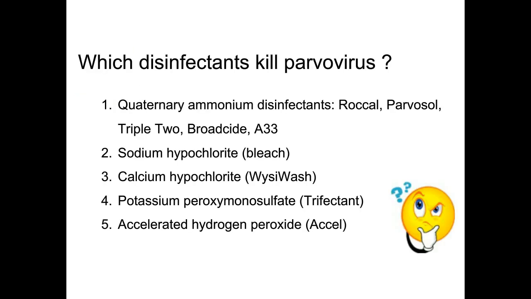All right, so which disinfectants kill parvovirus? Think about that. So the Rocal or Parvosol does not kill parvovirus. I don't know why they branded it that way, but only the bottom four, of course: bleach at a 1 to 32 concentration, the wishy-wash, the trifectin, and the XL. So we use trifectin or XL here because, again, those get the respiratory diseases too, and you don't have to wipe away the organic material.